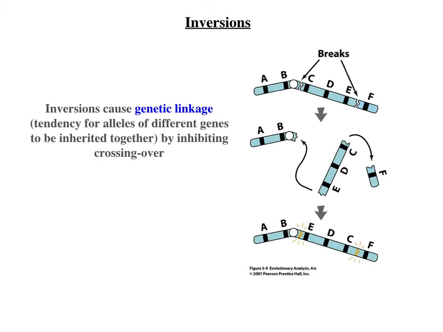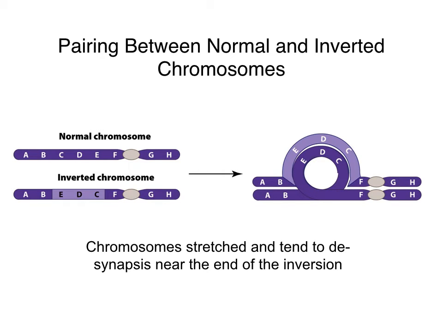What inversions do is they cause the genes within the inversion to become linked, because post-inversion they inhibit crossing over occurring within that area, within the inversion, and this next slide will show you exactly why that is. So here we have 2 homologous chromosomes. Up on top there on the left you see a normal chromosome, and then below it you see an inverted chromosome. They're homologous chromosomes, therefore they have the same genes, but as you can see in the bottom inverted chromosome, the order of those genes, EDC, has now been reversed.